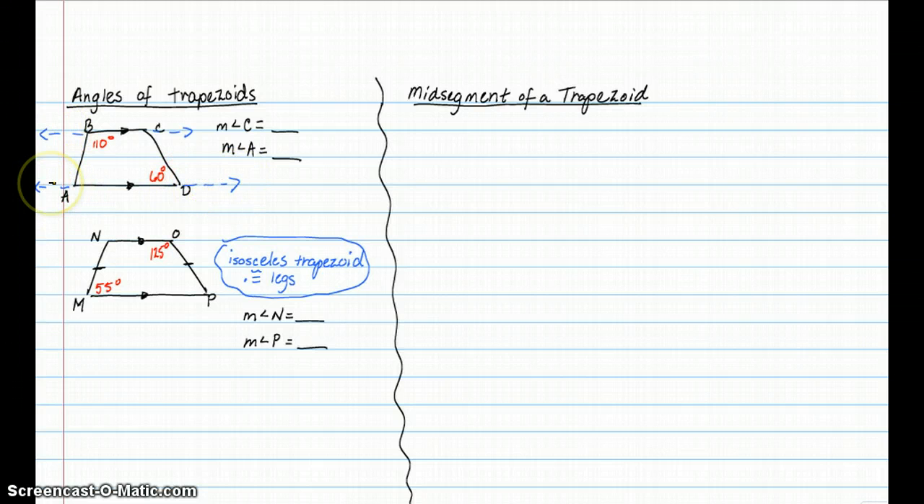AD is parallel, and then CD right here is a transversal, which means that you now have 2 parallel lines cut by a transversal. So this angle, 60 degrees, and this angle C will be supplementary. Well, in order to make it supplementary, it would be 120 degrees. So measure of angle C is 120 degrees because 180 degrees minus 60 degrees equals 120 degrees.